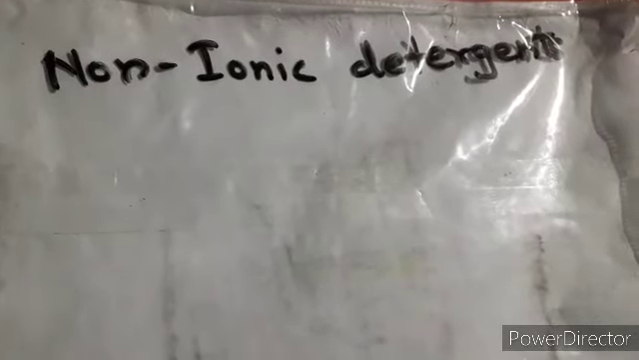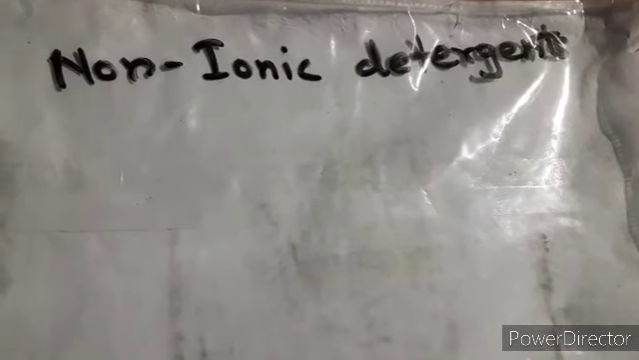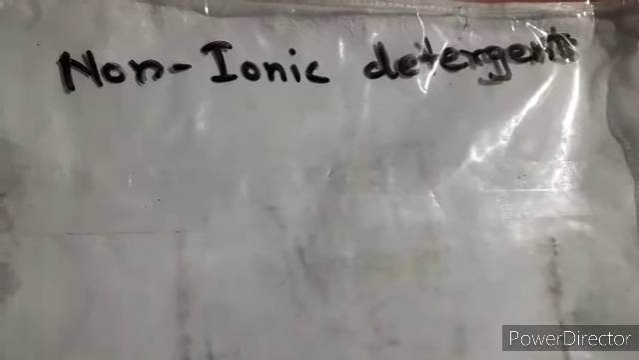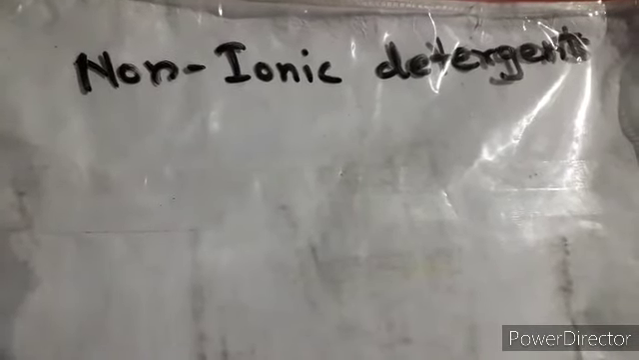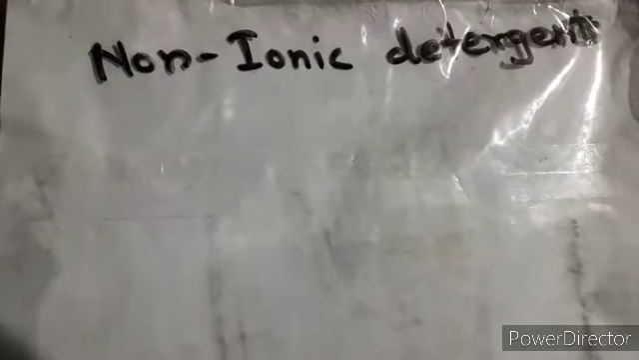Now the next heading is non-ionic detergent. By the name you can understand it does not contain any ionic part, neither cations nor anions, and they are basically esters of high molecular mass formed by the reaction between polyethylene glycol and stearic acid. So that way we can see. Now I am writing the reaction.